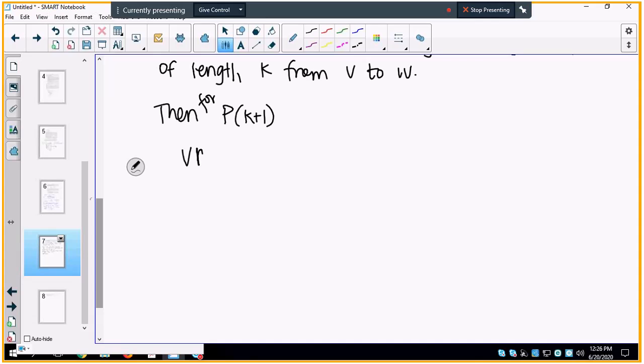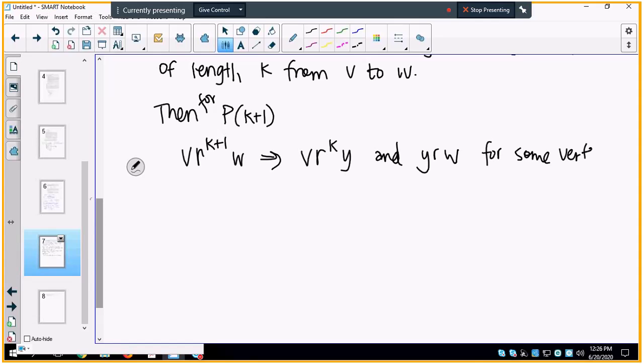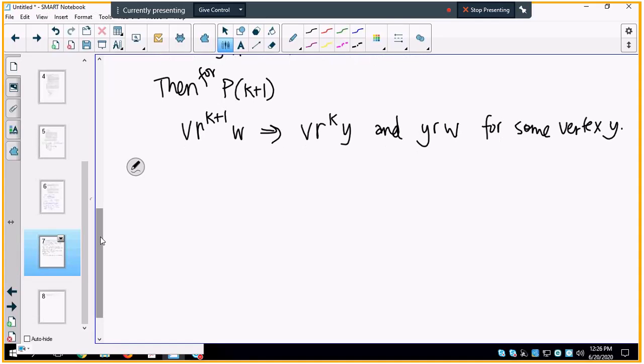So we know that this would imply that V is related by the relation r to the power k to some vertex y, and y is related to W. This is just for some vertex y. So this is what we talked about in the beginning of the lecture, composing these relations together, and we said this was exactly how we were going to define r squared. So in this case, just adding 1 to the power of r.